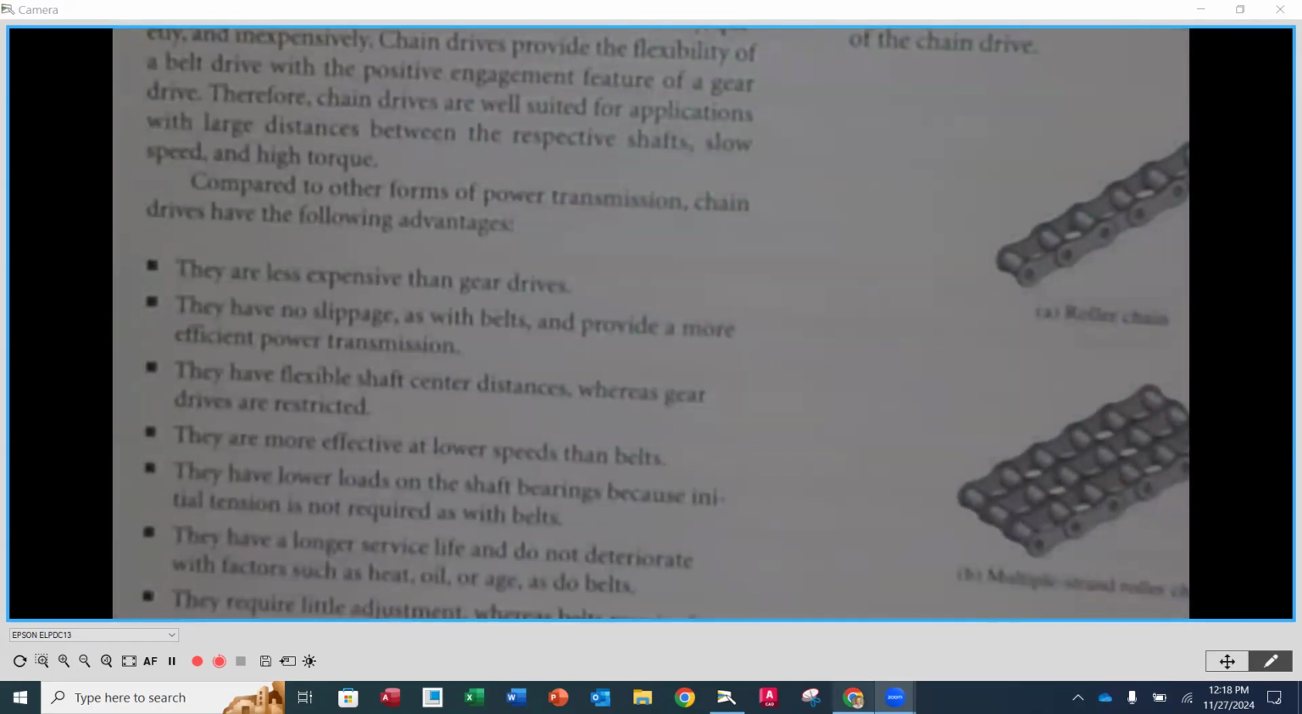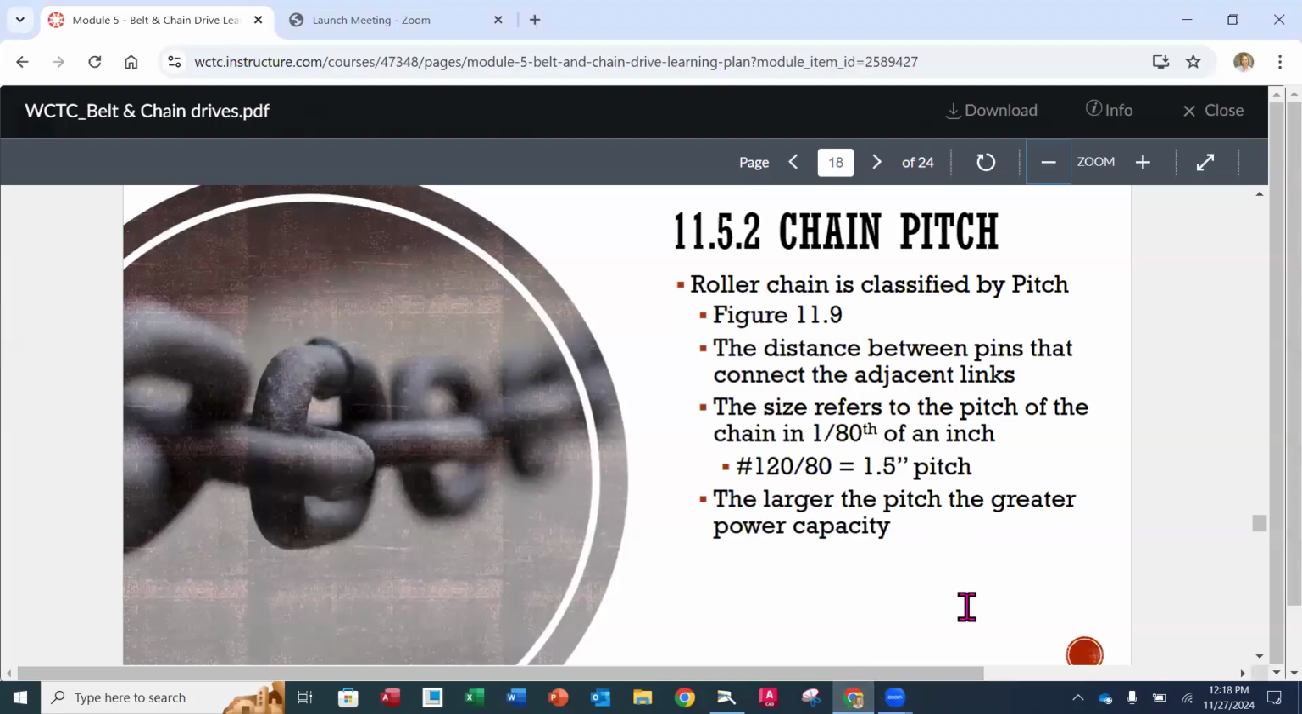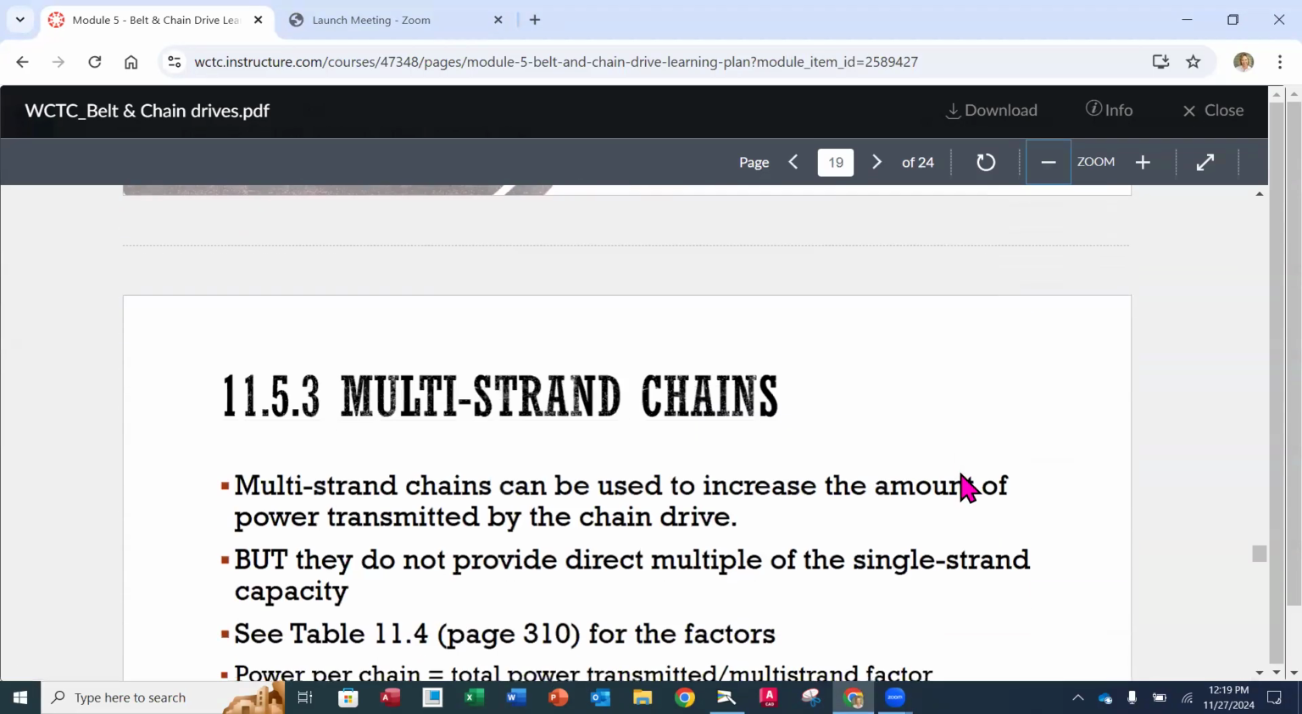Now, let me go back to my PowerPoint. I just want to make sure I'm not too far. So we talked about the distance between the pins is going to be our pitch. It's going to equate to the size between the pins. So 120 pitch, as we see here, divided by 80 is going to be 1.5 inch pitch. So again, the larger the number, the wider that's going to be, and the greater the power carrying capability is going to be as well.